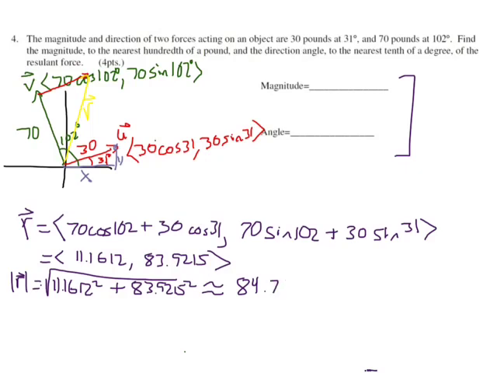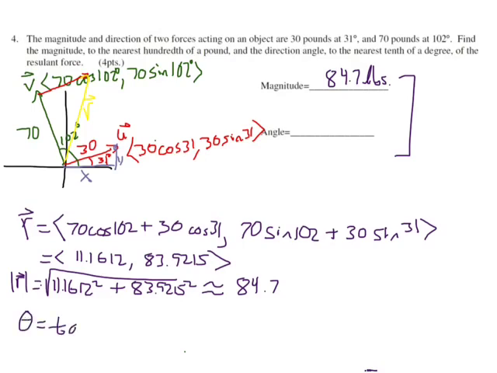No, I'm sorry, it's not the degree. We are finding the resultant force here. The magnitude, that is, 84.7 pounds. Okay? And now the direction, we can use the inverse tangent.